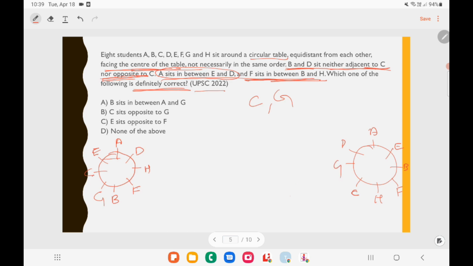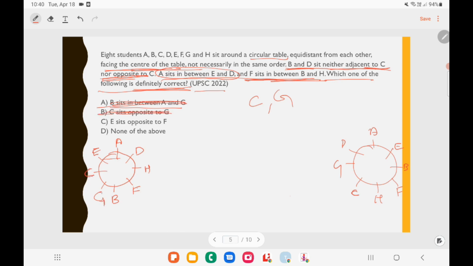This is okay. Now the question is, which one of the following is definitely correct? So just check all the options. First says that B sits in between A and G. So B is here, it is between G and F, not A and G. So this is anyway wrong. So second, it is said that C sits opposite to G. So G is here and C is here. So this is also wrong.